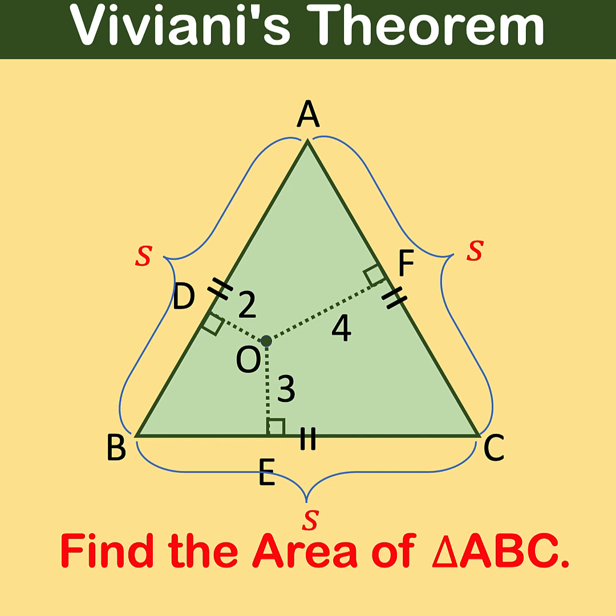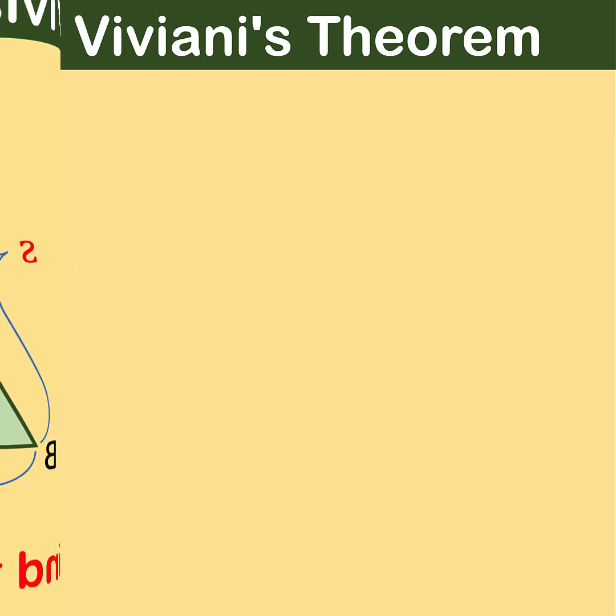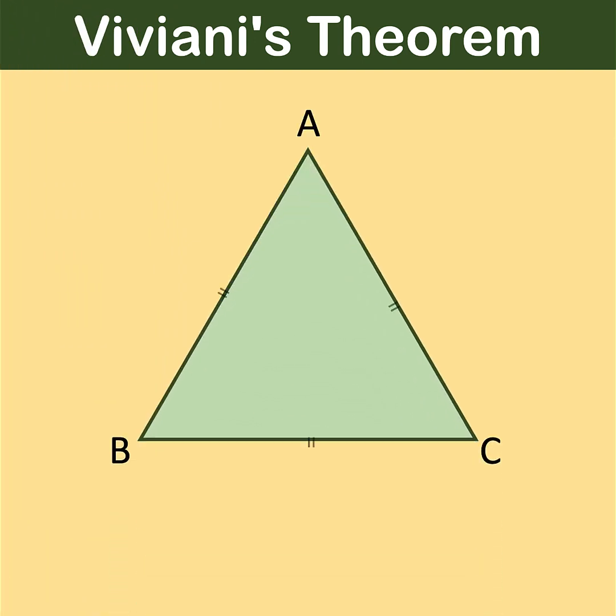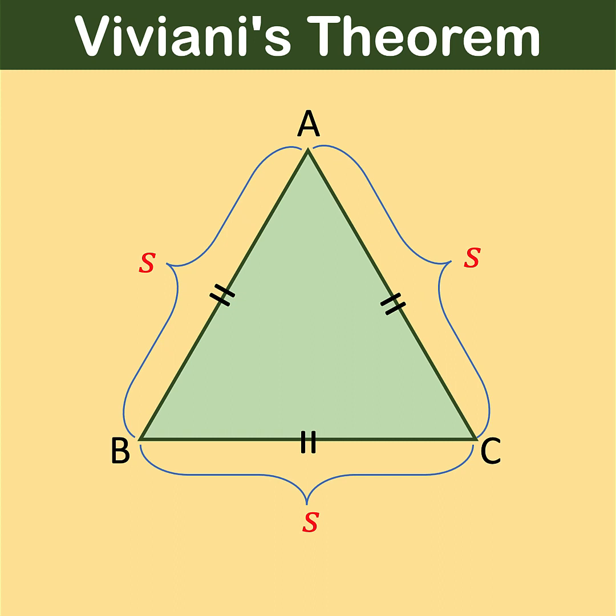Hey everyone, here's our math problem for today. This is an application of Viviani's theorem. Let's begin with this equilateral triangle ABC with a side length of S units. Then let's locate any point in the interior part of the triangle and call this point O.